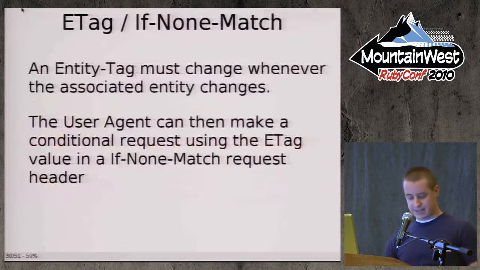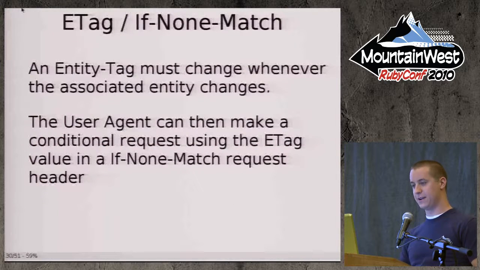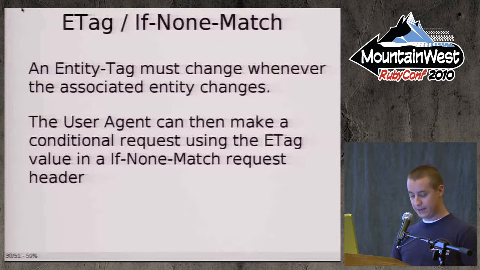And the ETag works very similarly. The ETag is another header, but it's just an opaque string. You can put whatever you want there as long as the ETag changes every time the document changes. And Rails defaults to just an MD5 of the body of the response, so that's going to change anytime that response body is different. And so then the user agent can set If-None-Match with the value of the ETag, and it'll happen the same way with the 304.